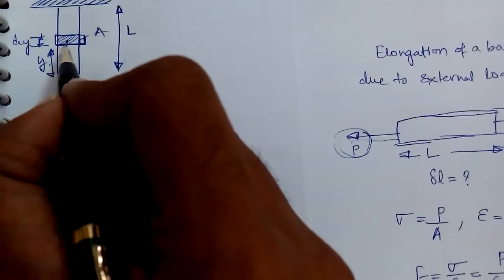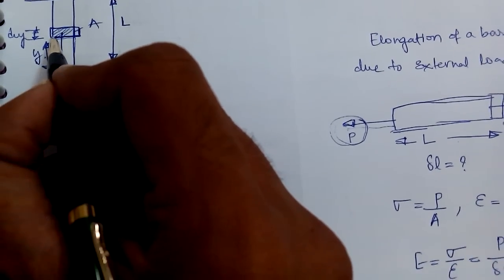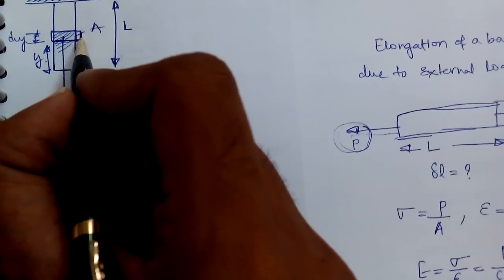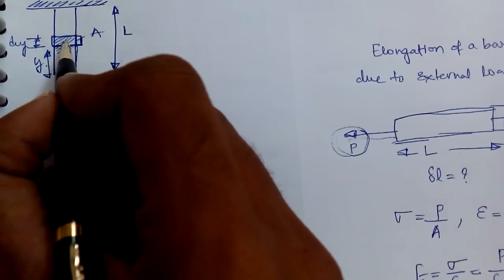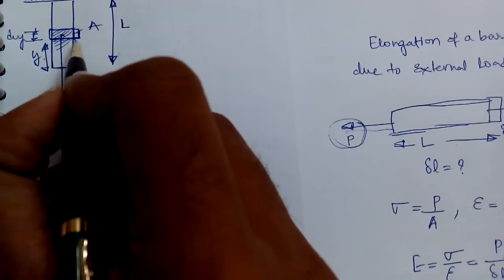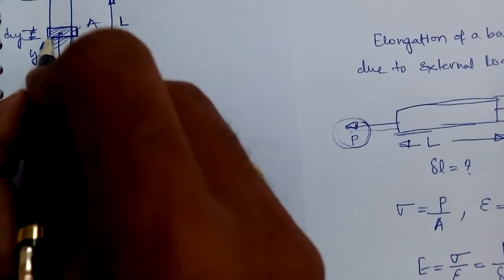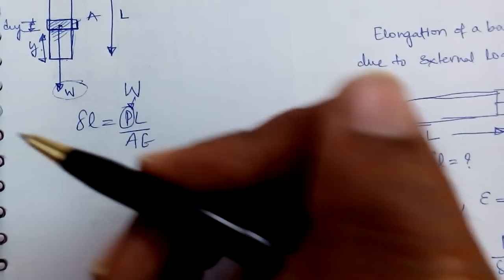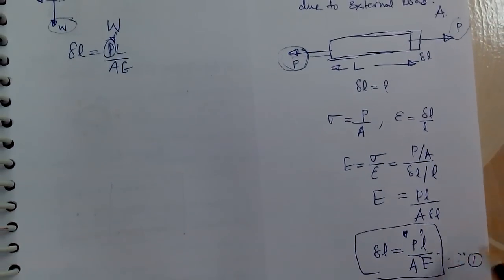Now clearly observe: the weight of the bar below this element will become an external load to the element. I repeat, the weight of the bar below the element will become an external load to it. So when there is an external load applied, we can again use the previous concept we derived, which is PL by AE. We can use this equation.